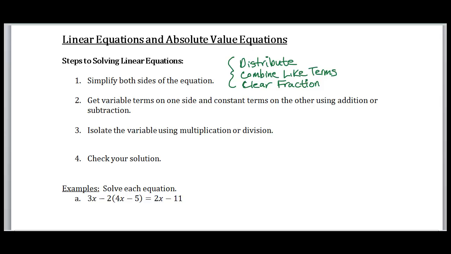Second thing I'm going to do is I'm going to get my variable terms on one side of the equation and my constant terms on the other side of the equation using addition or subtraction. Then I'm going to isolate the variable using multiplication or division. And now, after I do that, I'll have my equation completely solved. X is by itself, or whatever variable we have is by itself, and then we know that we're done. I can always check my solution by substituting it into the original equation that I'm given, to ensure that both sides still are satisfied when I substitute that solution in.